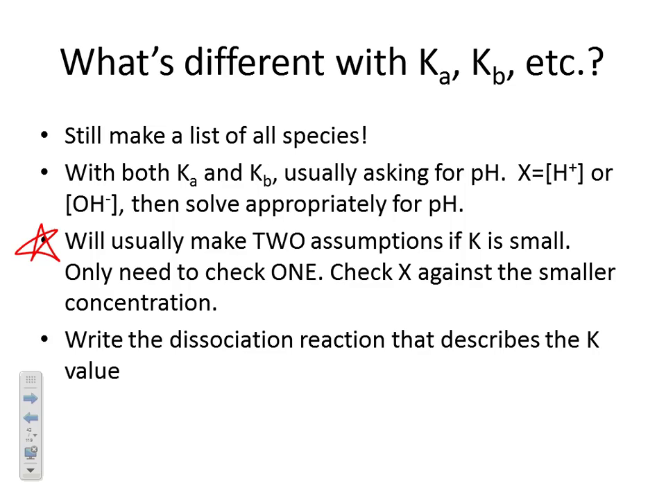But if you are doing it with Ka or Kb, then you are making an assumption on two ends. You don't have to check twice, you only need to check once. If you check x against your smaller concentration and it's less than 5%, then you know for sure that x is going to be less than 5% of the larger concentration. So just look at your numbers and check x against your smaller, and if that works out, then you don't need to check the larger and it'll be fine. And as always, what reaction do you write? Write the dissociation reaction that describes the K value. Let the K value be your guide to the reaction if you have not been supplied one.